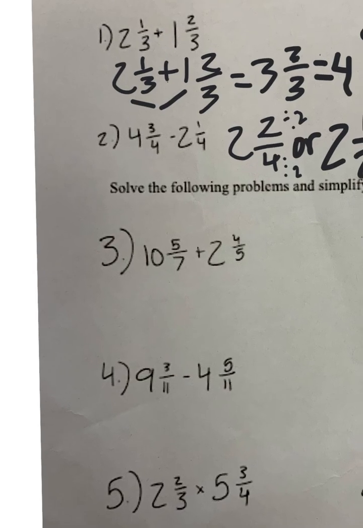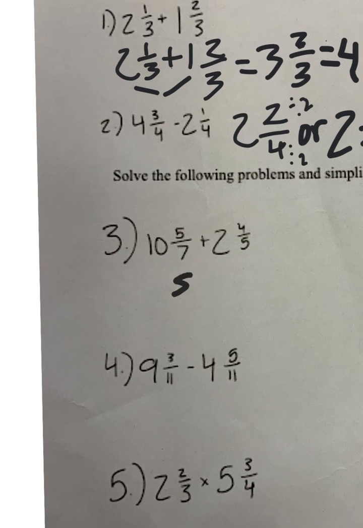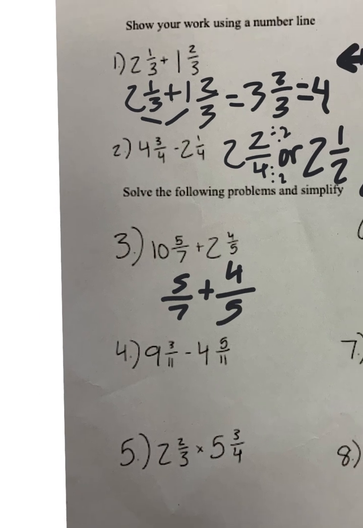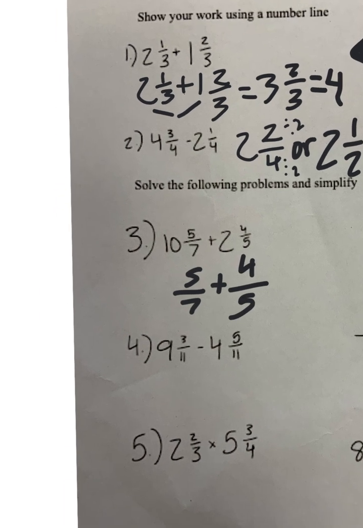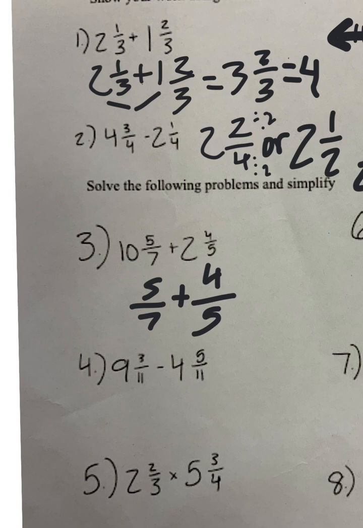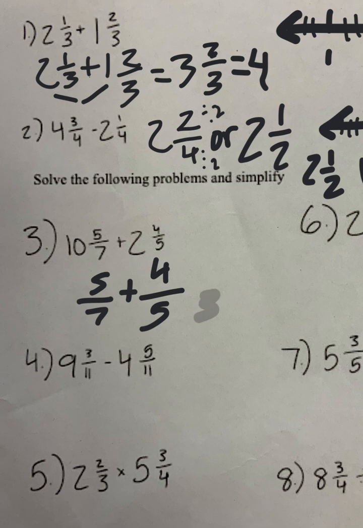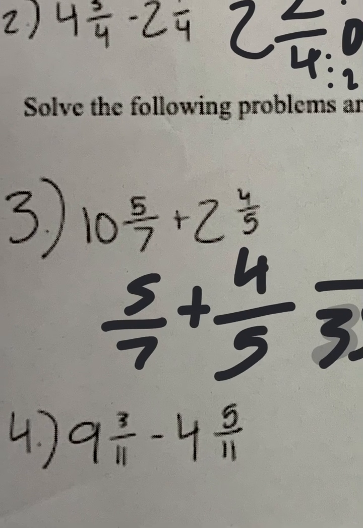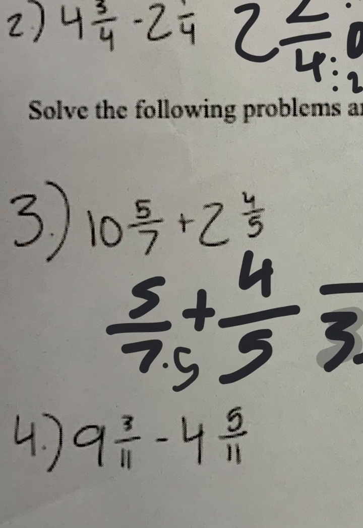Okay, so for 10 5/7 plus 2 4/5, we notice that 7 and 5 are not a common denominator, so we have to find a common denominator. So common denominator between 7 and 5 would be 35. So to find our common denominator, I multiplied 7 by 5.